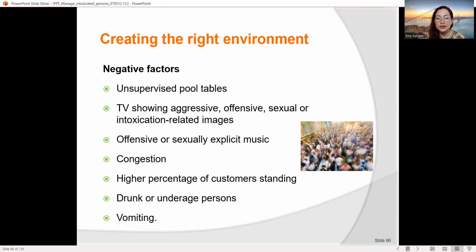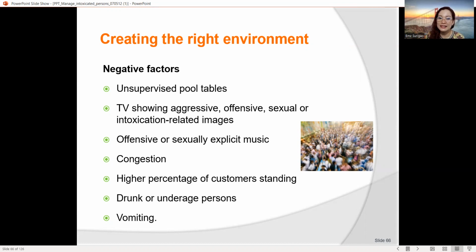For the negative factors in creating the right environment, unsupervised pool tables. So if there is no supervision, TV showing aggressive, offensive, sexual, or intoxicated related images are viewed by the customer. So it creates their thinking and it can inhibit behavior. Offensive and sexually explicit music.